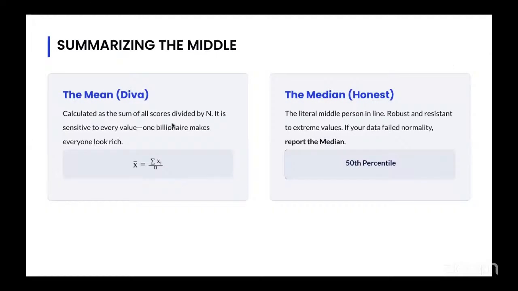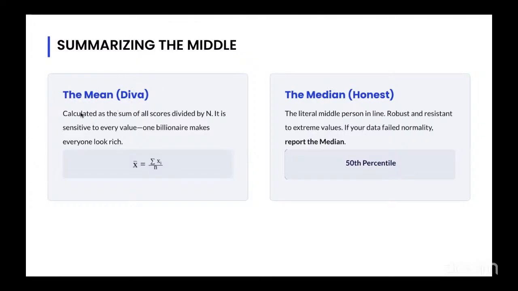We also have another thing to look at, which is the mean and the median. We want to talk about average here. We have two main ways to find the middle, the mean and the median. We call the mean a diva because she's incredibly sensitive to every single score. If you're measuring hospital stay times and one patient stays for 200 days, while everyone else stays for 3 days, the mean will skyrocket. It's mathematically correct, but it's a lie because it doesn't represent the typical patient.